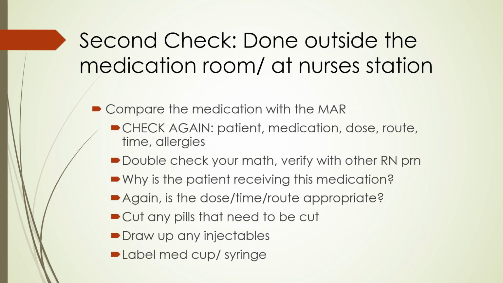The second check is done outside of the medication room at the nurse's station. This may change depending on your facility's policy. First, you will compare the medication with the MAR again. You will check again the patient's name and date of birth, the medication, dose, route, time, and allergies. You will double check again your math and verify with another RN as needed for high alert medications like heparin or insulin. You will double check again why is the patient receiving this medication and is the dose, time, and route appropriate.